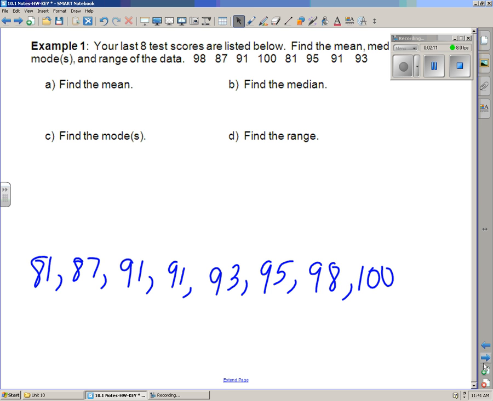So for the mean, you're going to add all those numbers up and then divide by 8. I've done this on the calculator already, and I know that the total of the numbers is 736, divided by 8, and my mean, my average, is 92.